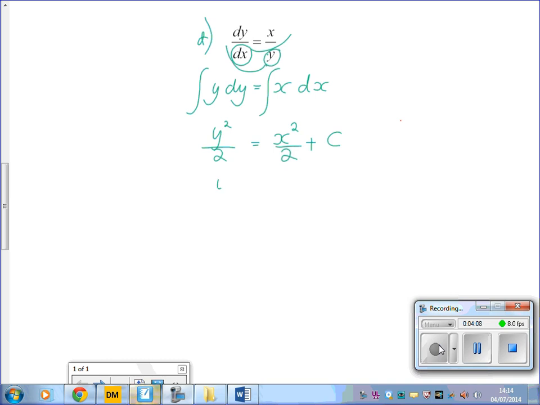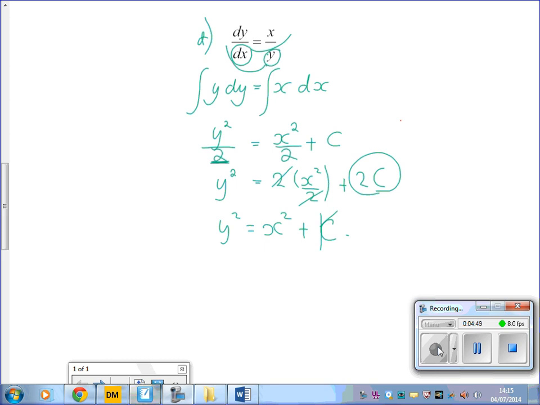The only thing I'm going to do with this is to get rid of this 2 here on the bottom by multiplying the other side by 2. So I'll have 2 times x squared over 2 plus 2c. These 2's cancel then, so I'm left with y squared equals x squared. And because c is a constant, 2c is a constant also, so I can just leave it as plus c. It probably would be better to use a different constant, so I'm going to change that to a k.